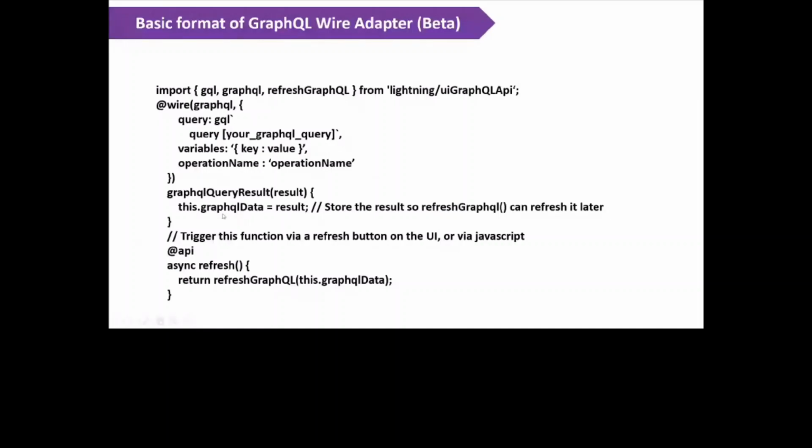The next thing, property or function, will receive the return value from the wire, and the wire returns an object with data and error properties. So here I'm taking graphqlQueryResult, and I'm taking the complete object. I'm copying this object into a JS value because, in my scenario, if I need to execute refreshGraphQL, then I need to pass this complete result. For refreshGraphQL, you can pass the existing object, because it was already used in the wire function or variable, which is preserved with the wire adapter.